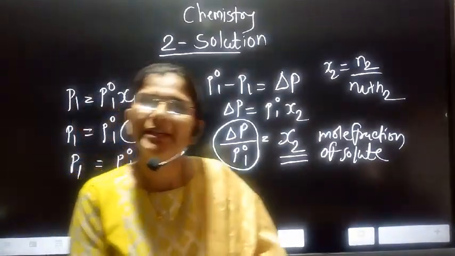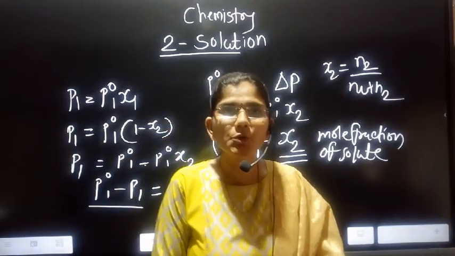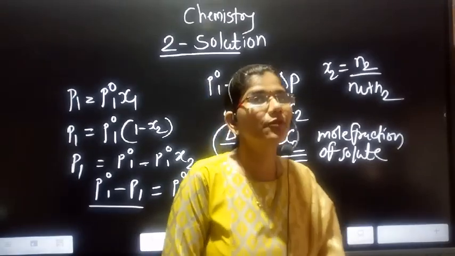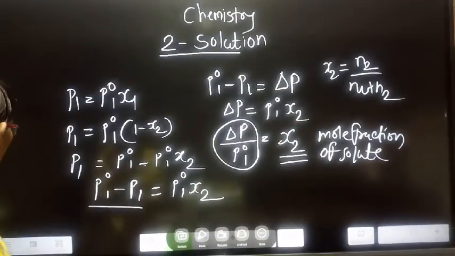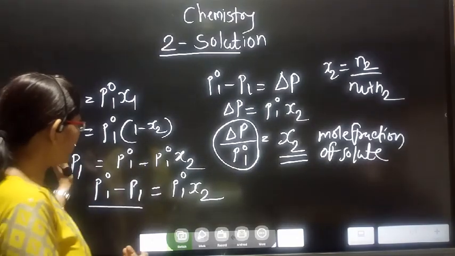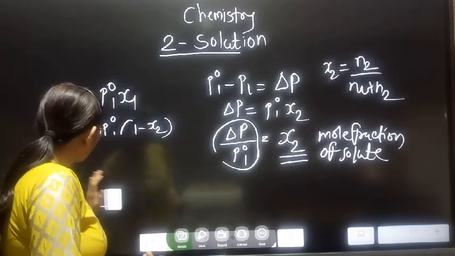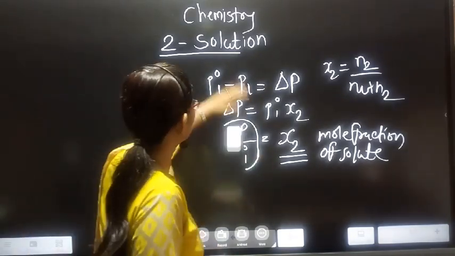So what is the application of this colligative property? The colligative property is used to determine the molar mass of a solute. So the next point is how to calculate the molar mass of the solute from this colligative property.